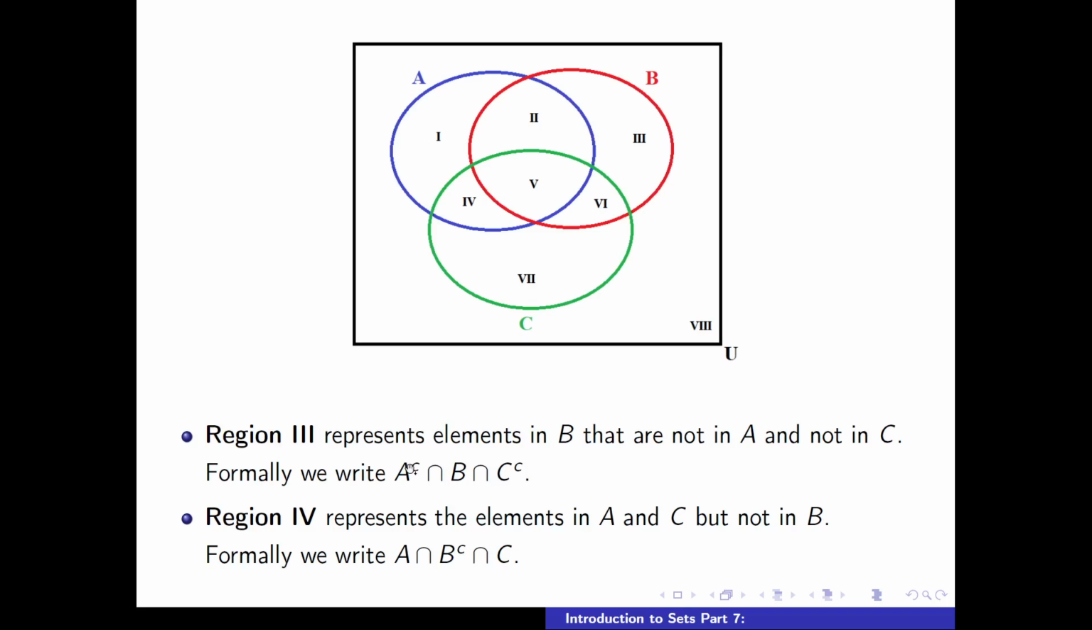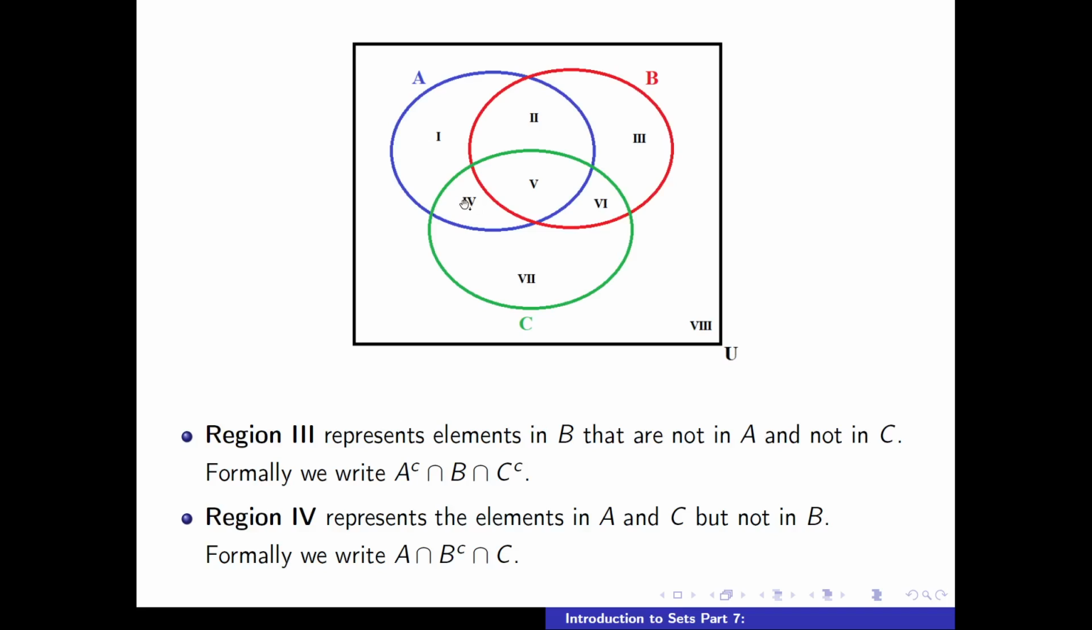Region 3 represents elements in B that are not in A and not in C. So very similar to region 1. This is what's in B but is not in any of the other sets. And again, we can write that as A complement intersect B intersect C complement, because these are elements that are not in A, and they're in B, and they're not in C.